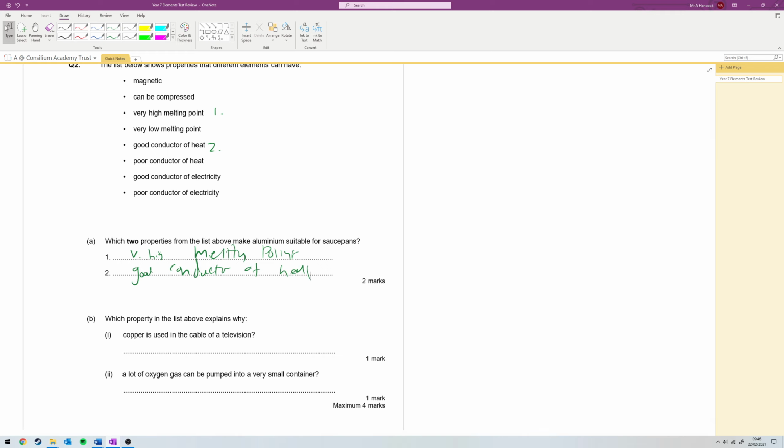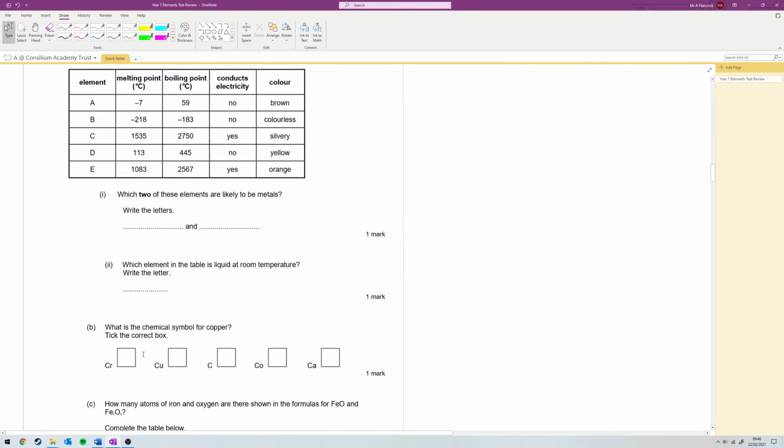So, which property in the list above explains why copper is used in the cable of a television? Well, for B, it's a good conductor of electricity. And which property explains why a lot of oxygen gas can be pumped into a very small container? Well, this is because oxygen gas can be compressed. Okay.